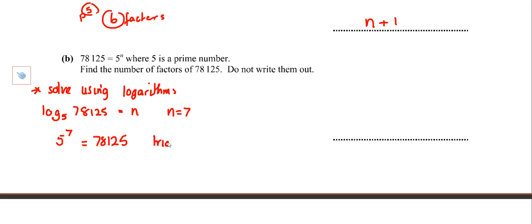So you could have used your trial and error method, which is what I would have expected you to do at this stage. Later on, you can solve using logarithms. Right? So that means if it's 5 to the power of 7, how many factors are there? 8. So we have 8 factors. Make sense? Okay.